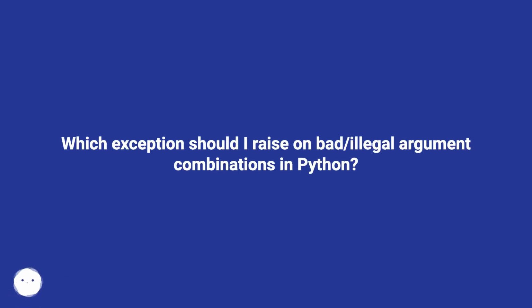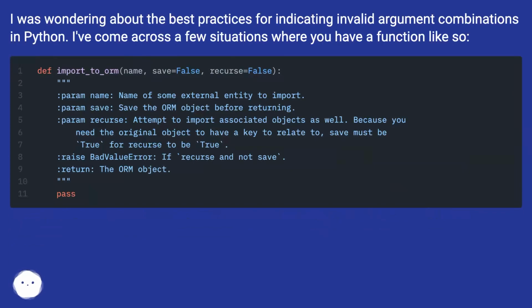Which exception should I raise on bad illegal argument combinations in Python? I was wondering about the best practices for indicating invalid argument combinations in Python. I've come across a few situations where you have a function like so.